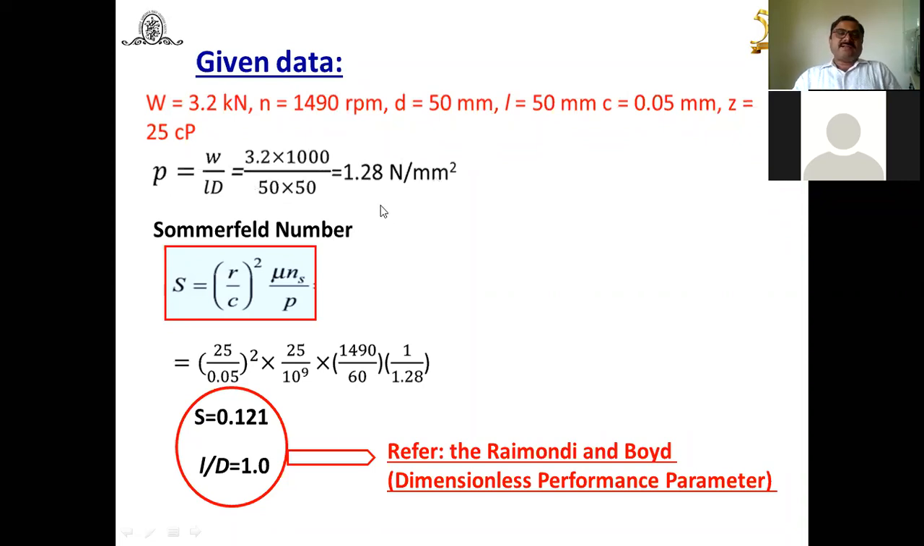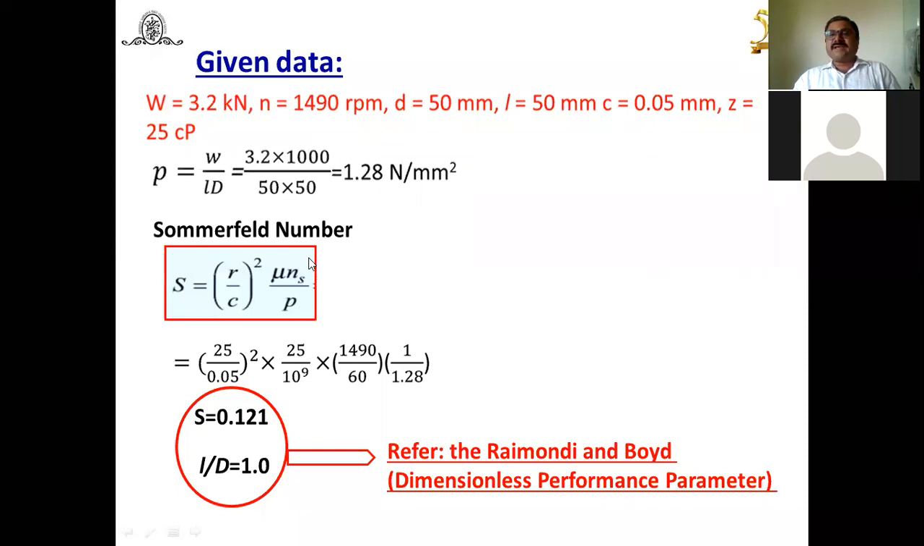Again, an important thing, last time we saw how to find the Sommerfeld number. The Sommerfeld number actually expresses the load carrying capacity of a hydrodynamic journal bearing. In this case also, we have to find the Sommerfeld number. To use this Raymondi and Boyd chart, we should know the L by D ratio, or eccentricity ratio, or Sommerfeld number. Then we can select some of the parameters related to that L by D from the chart. Now let us find the Sommerfeld number.